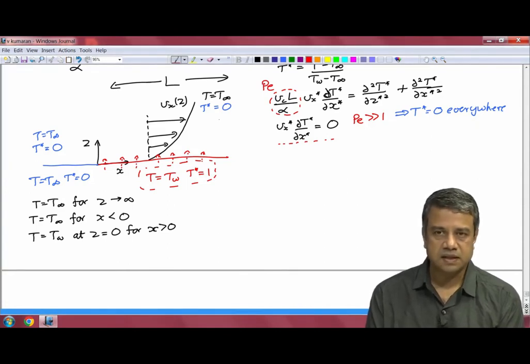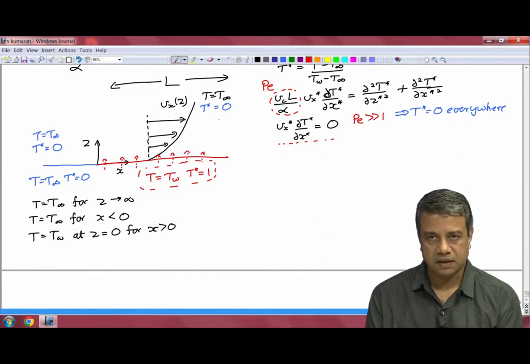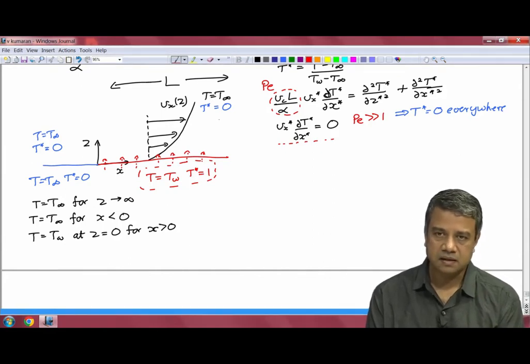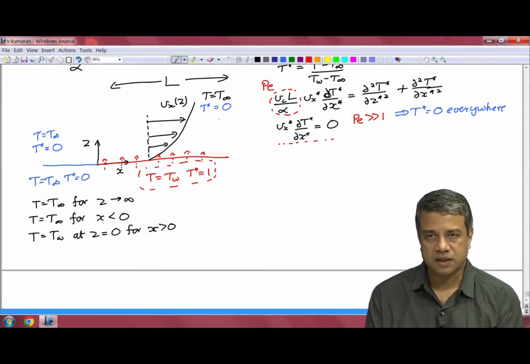Since this length scale is much smaller than L, we should scale the cross stream direction by delta instead of L, and the magnitude of delta is determined from the condition that convection and diffusion are comparable within this region.